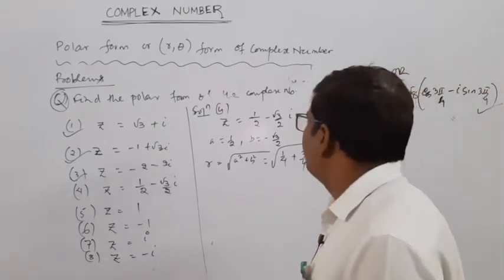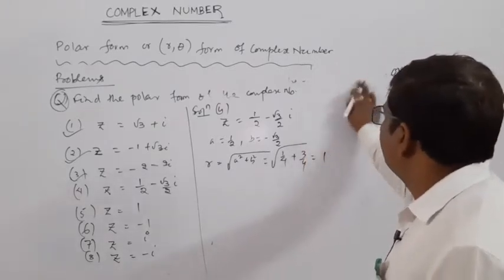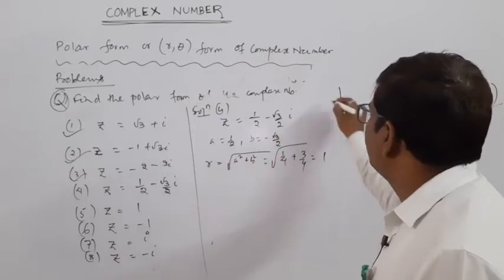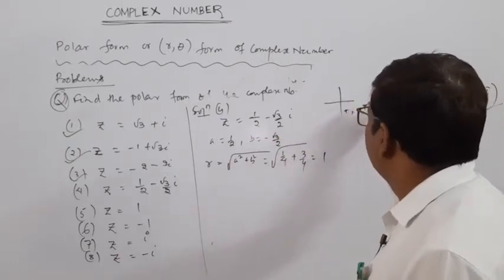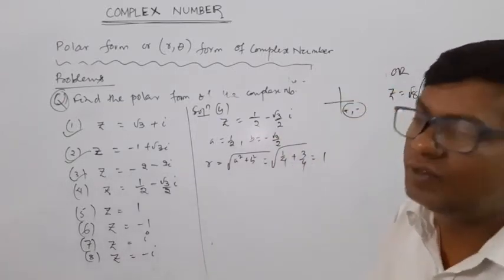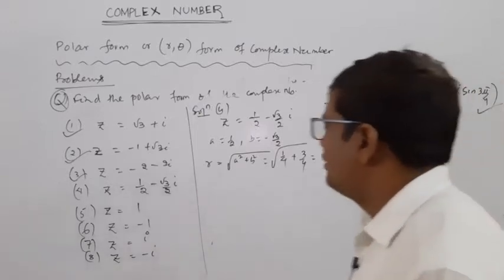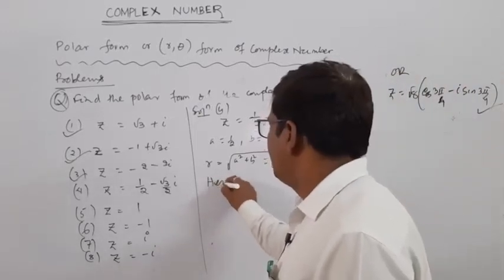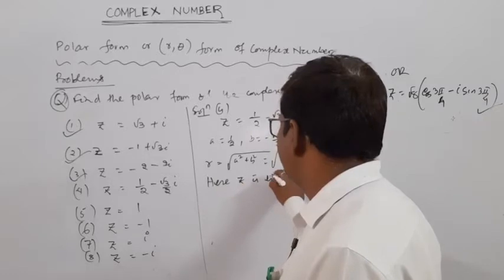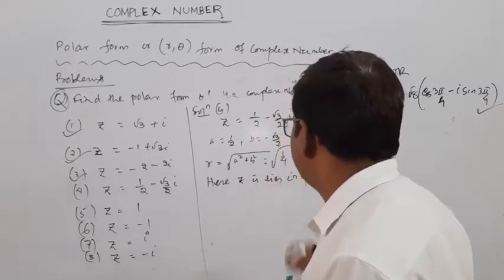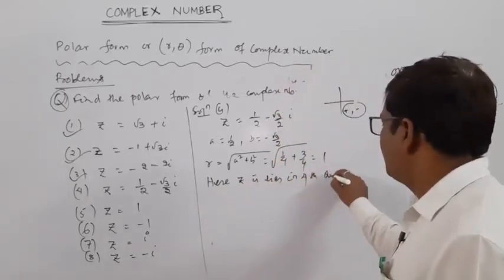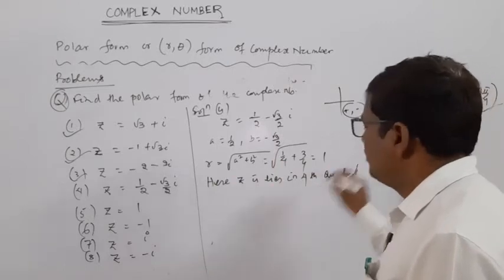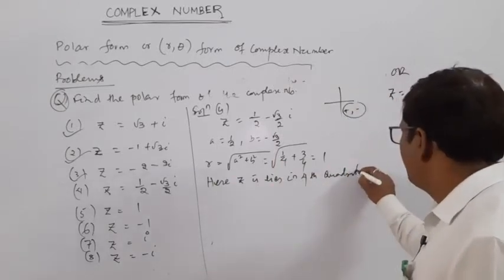Now the principal argument. Here the real part is plus and the imaginary part is minus, so z lies in the fourth quadrant. So, since it is in the fourth quadrant, we find the principal argument.